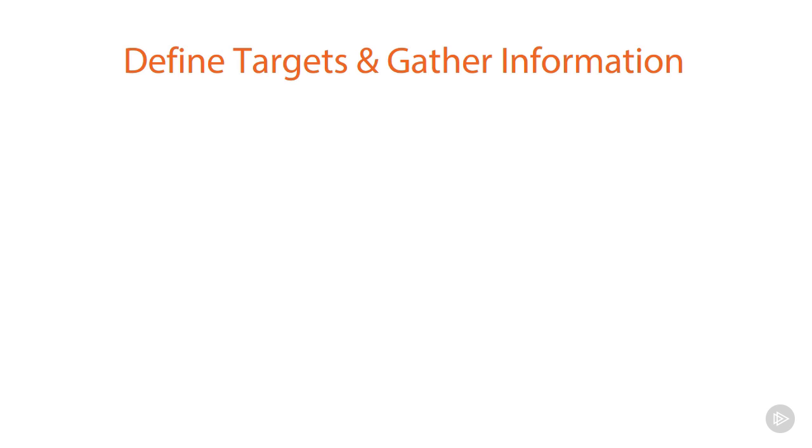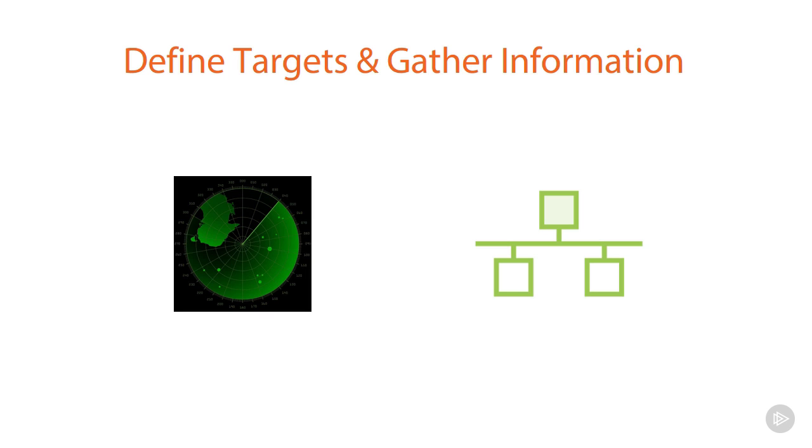Okay, so the first foot that we're going to put in front of the other is, again, defining our targets and gathering information. The purpose here is that we need to be able to define the aim of the penetration test before we actually implement it. This is going to move us in the right direction as we perform the pen test. Now, there are several different ways that we can accomplish this.